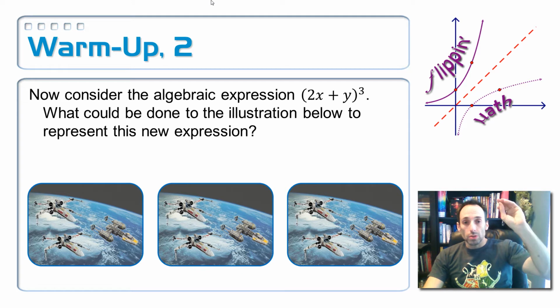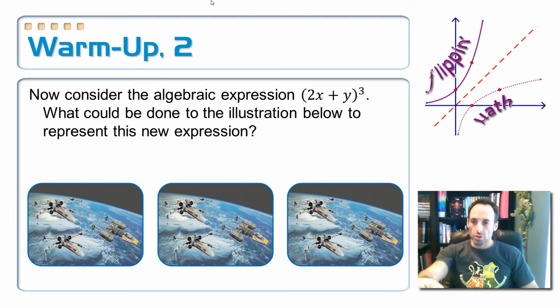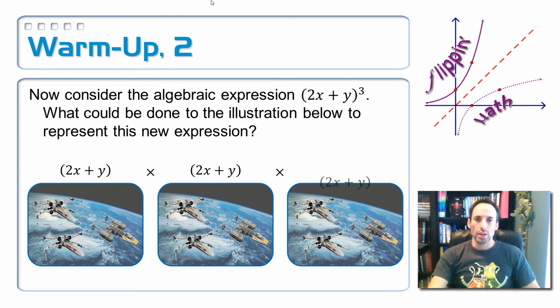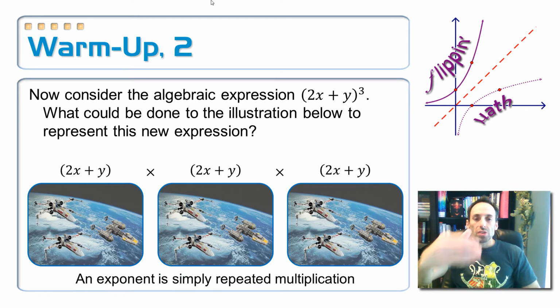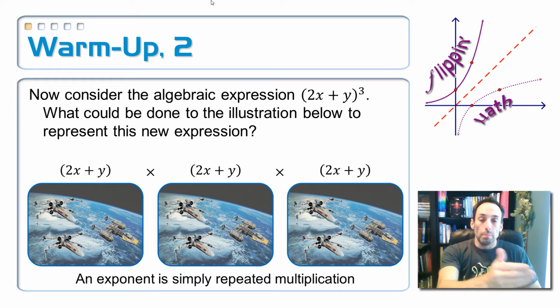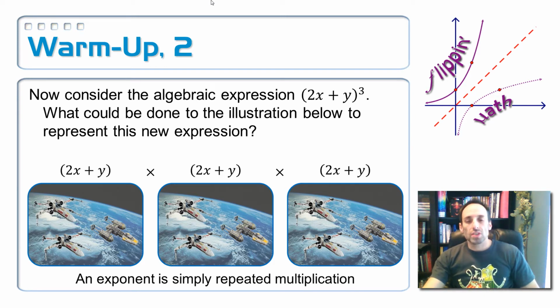Now let's modify this a bit and consider the algebraic expression 2x plus y raised to the 3rd power, so that 3 is an exponent. What could be done to that previous illustration, where each one of these represents 2x plus y, to represent that exponential quantity? The answer is that instead of adding these things, we're multiplying them together. This exponent means repeated multiplication. That's the key thing: exponents simply mean repeated multiplication.